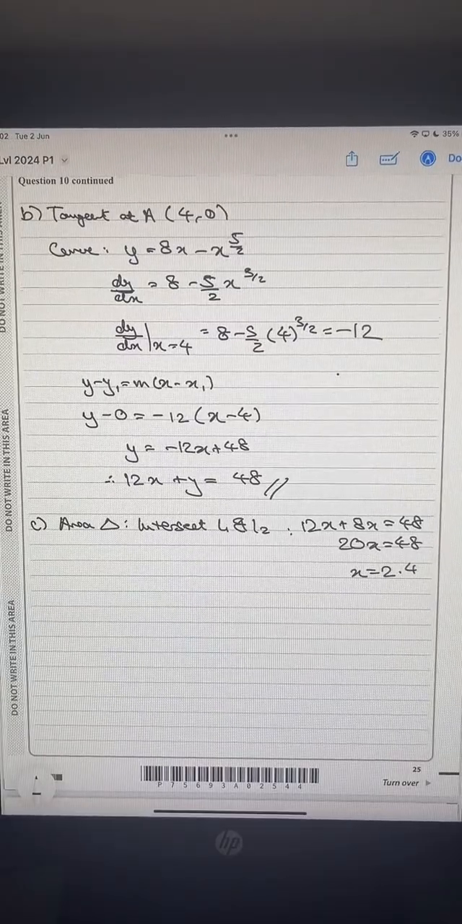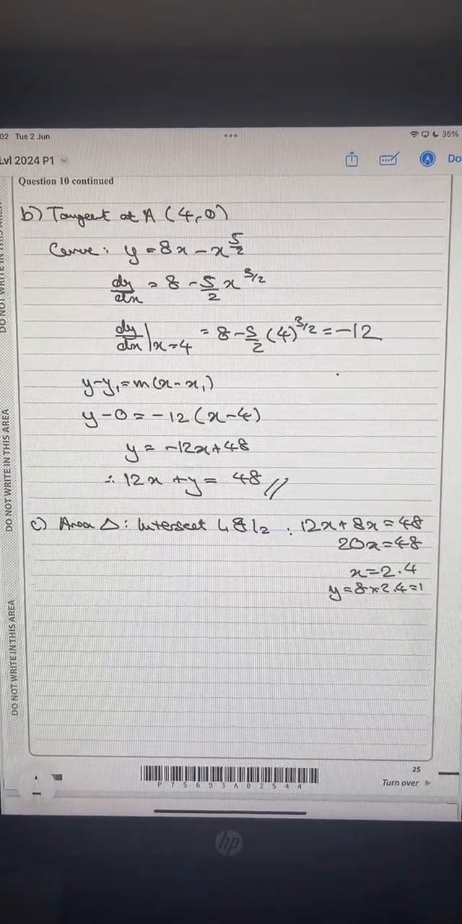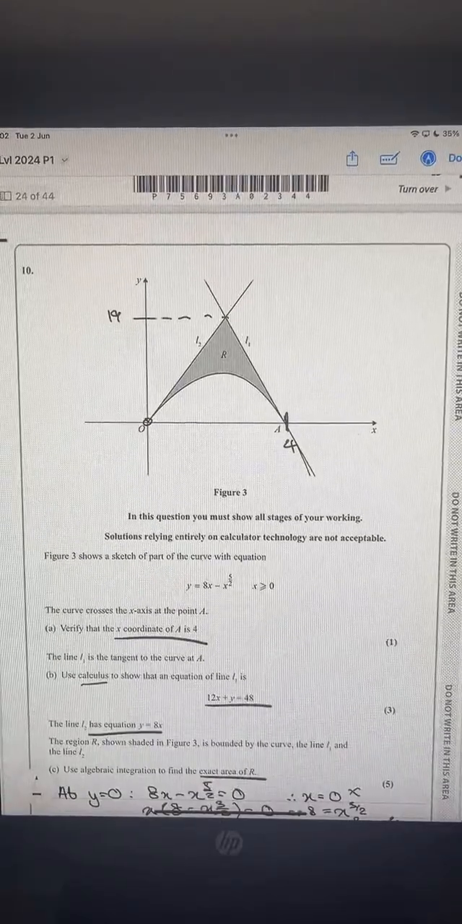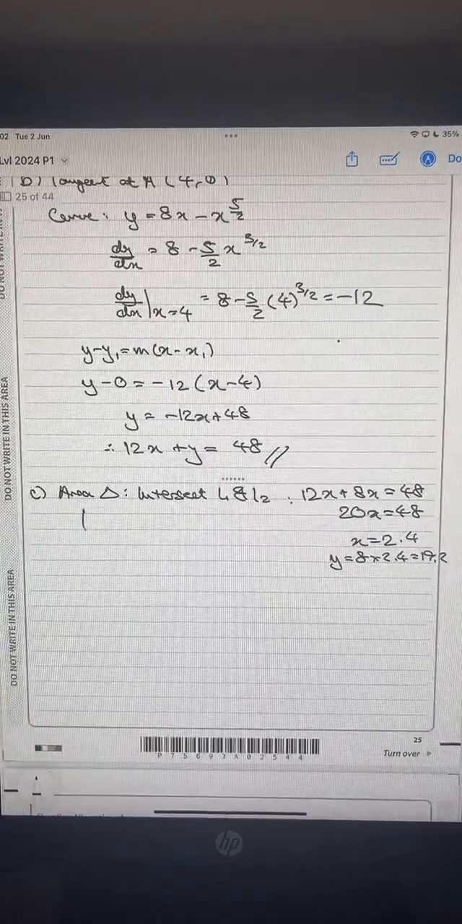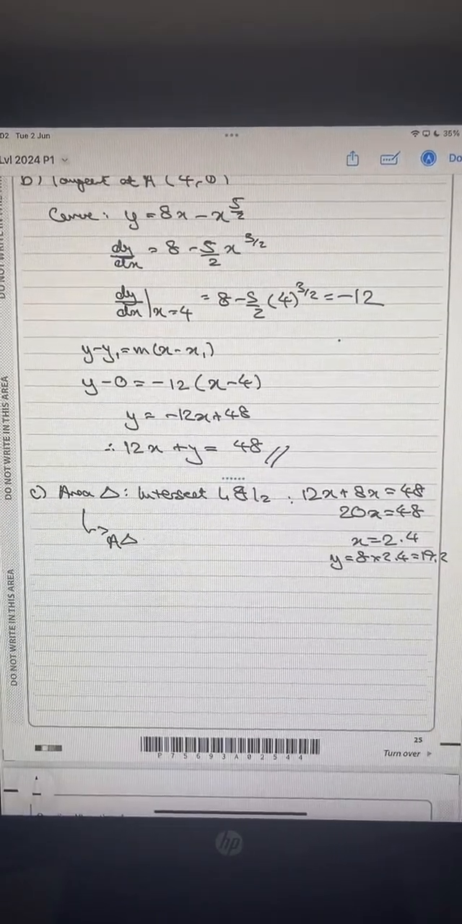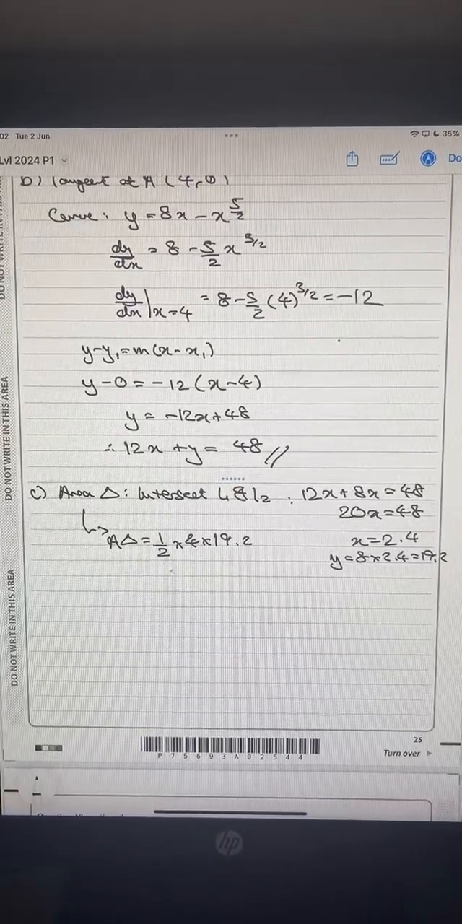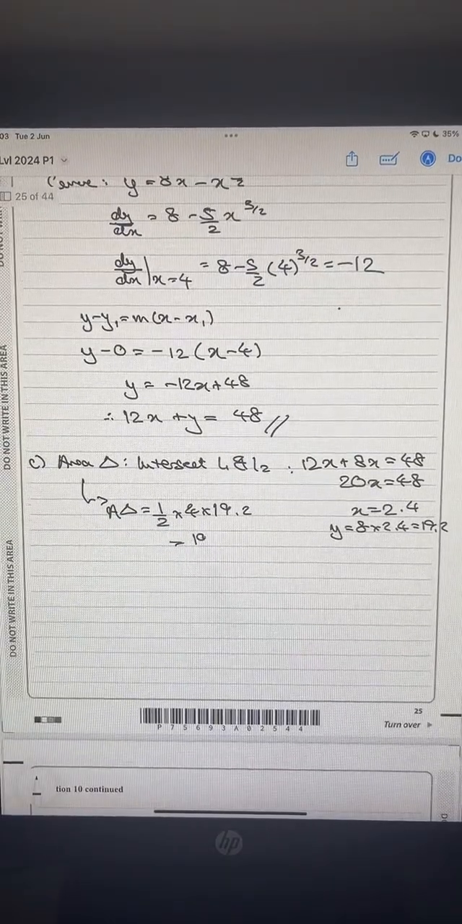I need my y value at that point, so y equals 8 times 2.4, and I get 19.2. So 19.2 is my height over here. So the area of the triangle is just a half base times height. So that is equal to a half times 4 times 19.2. Put that in my calculator, and I get 192 over 5.